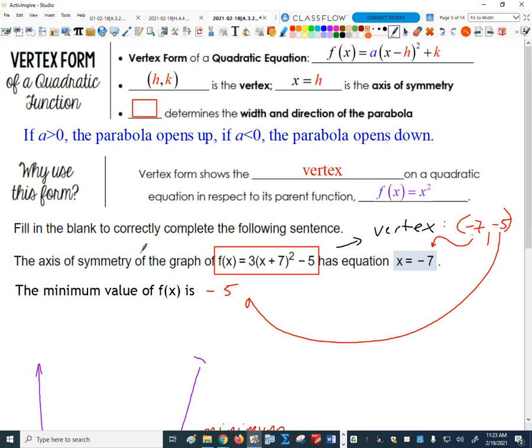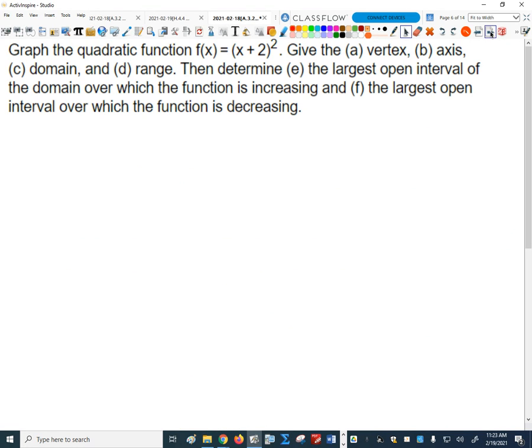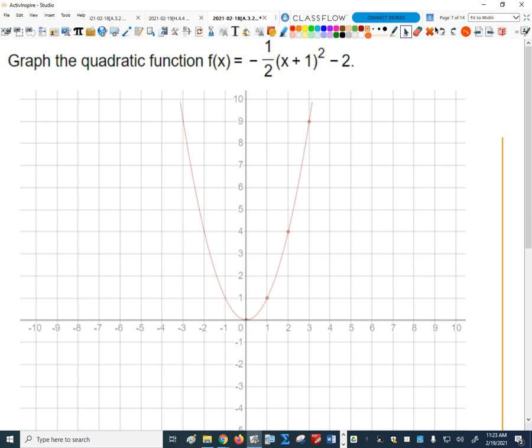All right. Let's practice graphing these things. Let's try one. Okay, we'll do this one first.